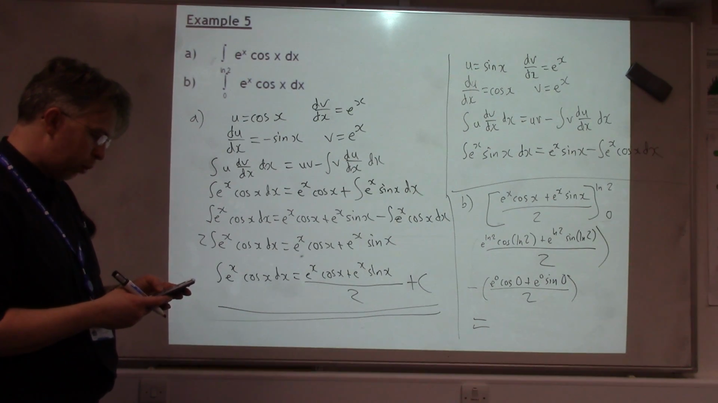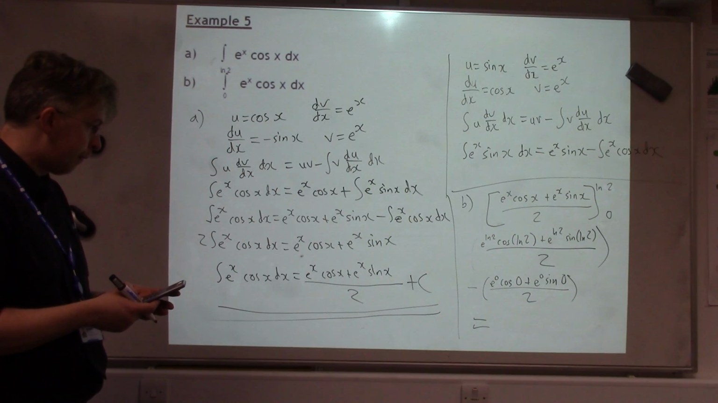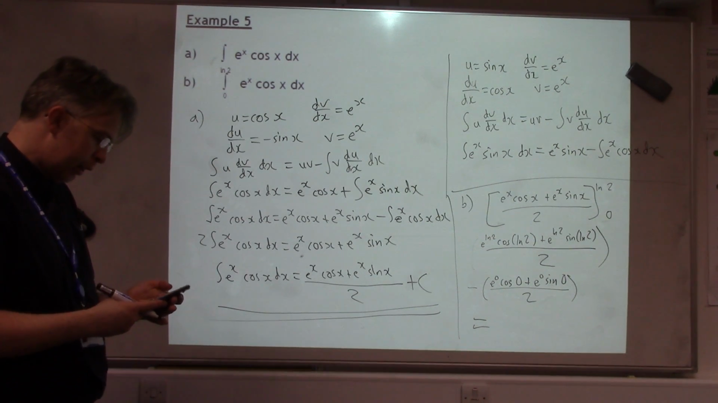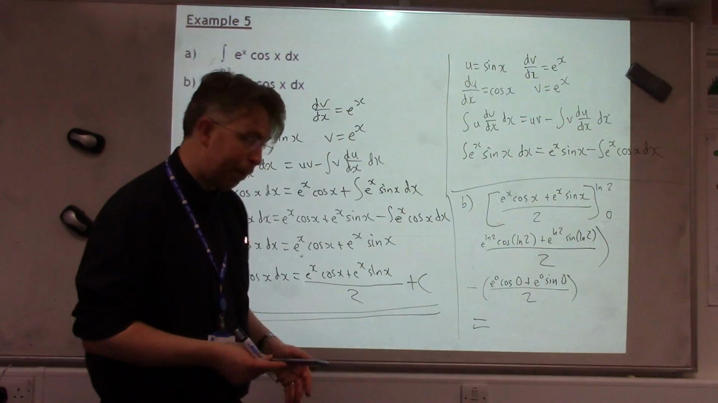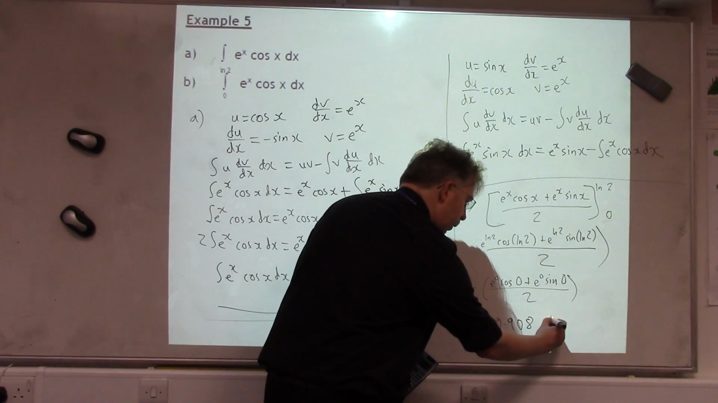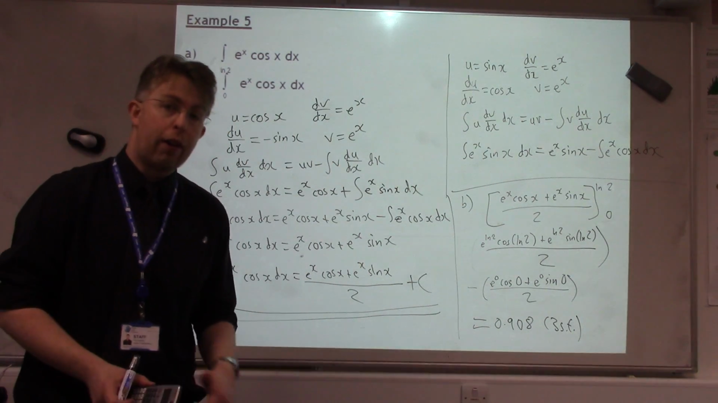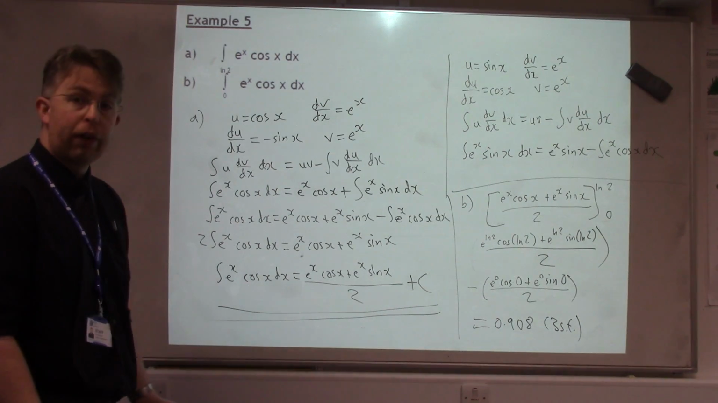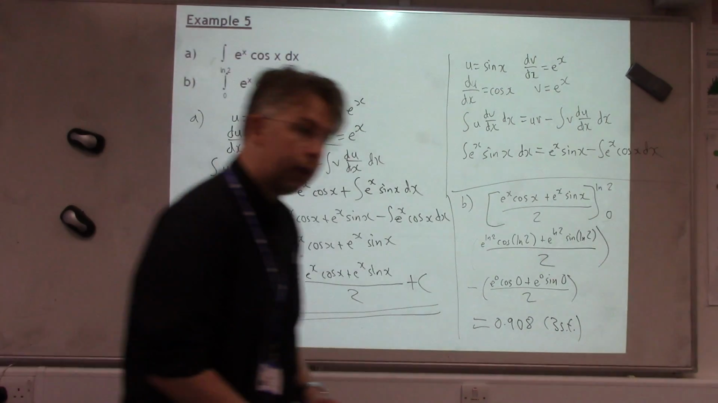Minus, e to 0 is just 1, cos of 0 is 1, sin of 0 is 0, so that term does simplify to a half, even though this term does not simplify nicely at all. So to 3 significant figures, 0.908. And with nicer numbers you may be asked to give an exact answer, like we have done in other sections. And that concludes this section.